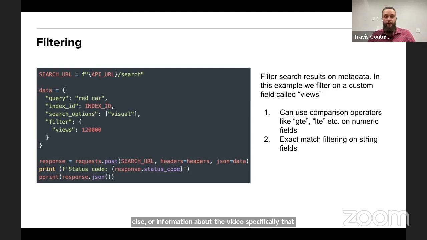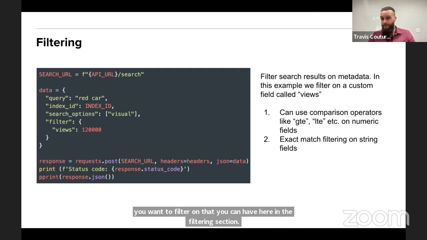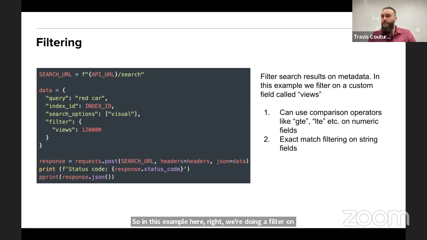In this example, we're doing a filter on a custom metadata field called views. All videos indexed have metadata associated with them, right? They have the file name they were sourced from, the frame rate, the length, things like that. But as the developer, you can add custom fields, which is powerful because then you get really specific to your content. So here we're adding a custom field called views, and in this case, I'm looking for a video that has exactly 120,000 views.